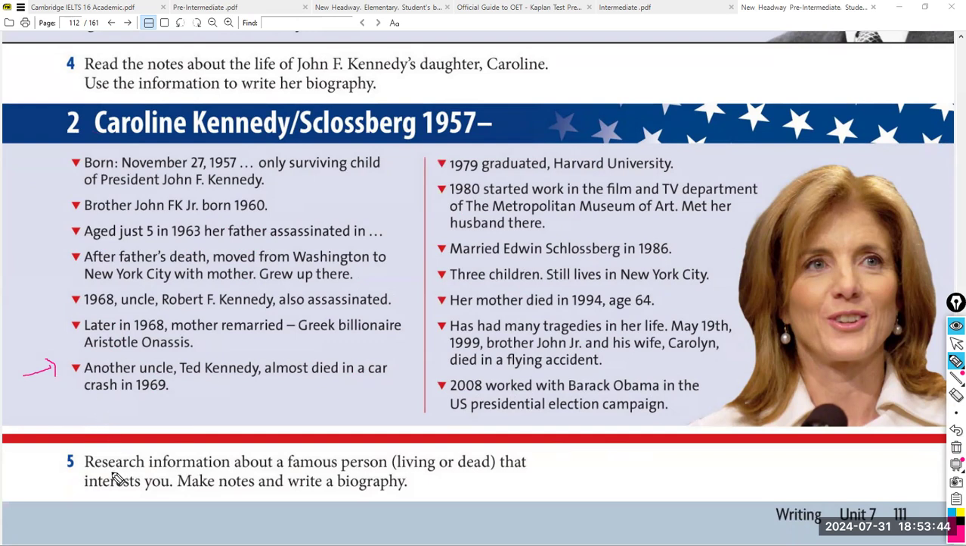I mean, we have to research information about a famous person you know. Maybe this person is still alive or maybe he's dead. That interests you. You have to make notes as the notes that we have here, and we have to write now a complete biography. So please, we have to do them one by one.